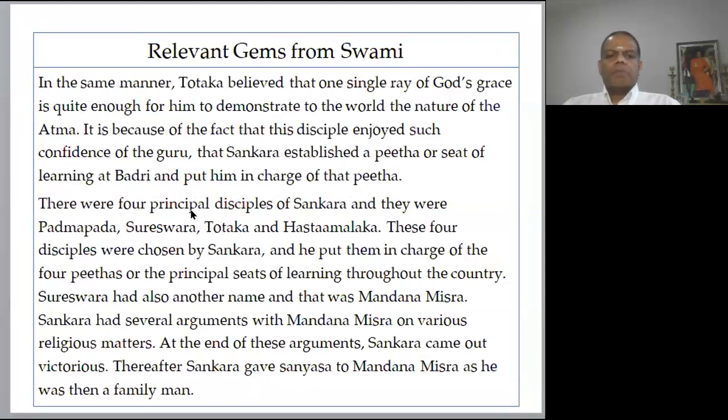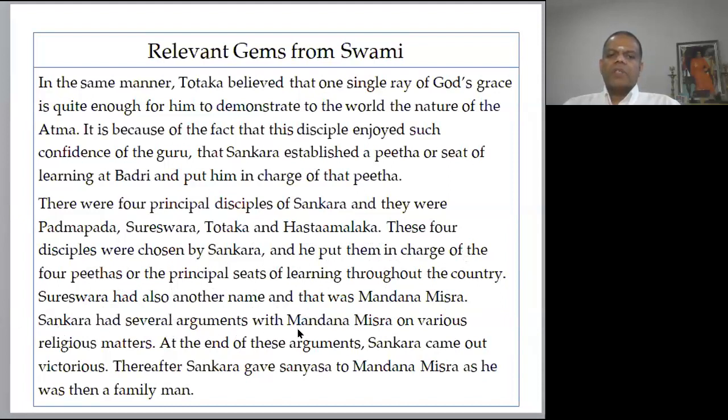There were four principal disciples of Shankara, and they were Padmapada, Sureshwara, Totaka, and Hastamalaka. These four disciples were chosen by Shankara, and he put them in charge of the four Pithas, or the principal seats of learning throughout the country. Sureshwara had also another name, and that was Mandana Mishra.